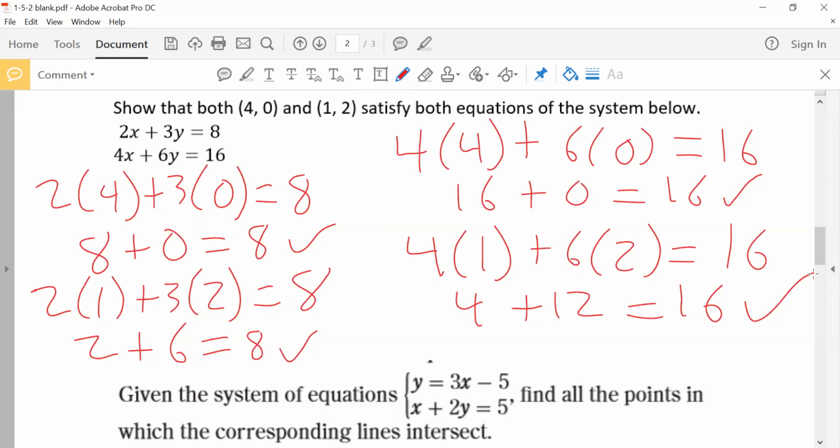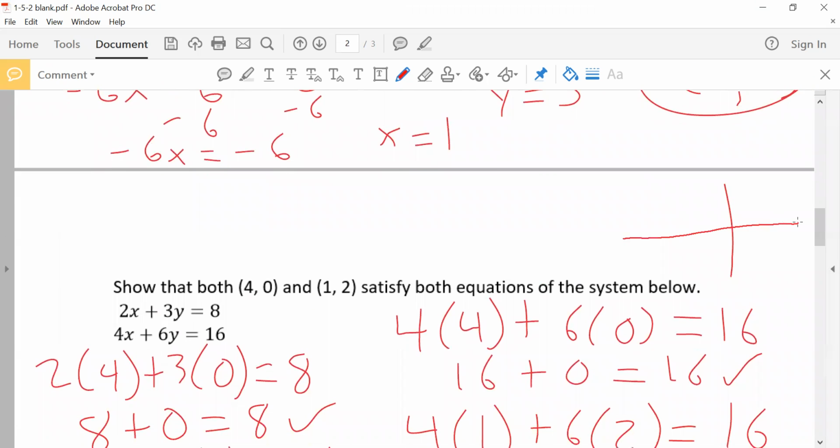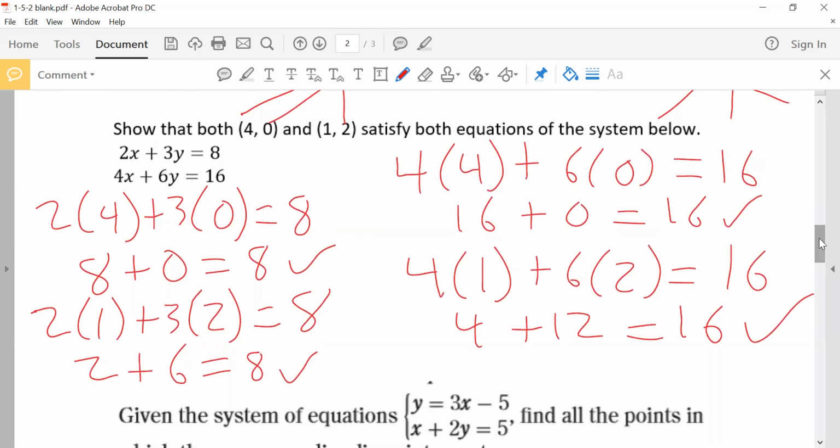Now, why is this significant? Well, if you think about it, if you have two lines on a graph, they should only ever be able to intersect at one point, right? No matter how you draw the two lines, here's my graph, even if it's really close to the same line, it should still only be one point that they intersect at. So how is it that we have two equations that intersect?